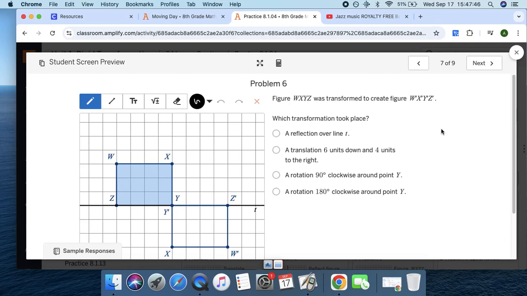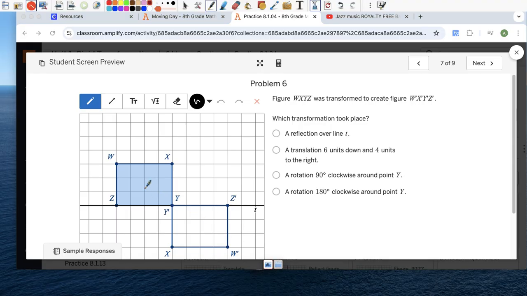Slide 7. How did this become that? That's the question. What transformation was used to take the shaded rectangle, to flip, turn, rotate, slide, to become that one? So let's go one by one.